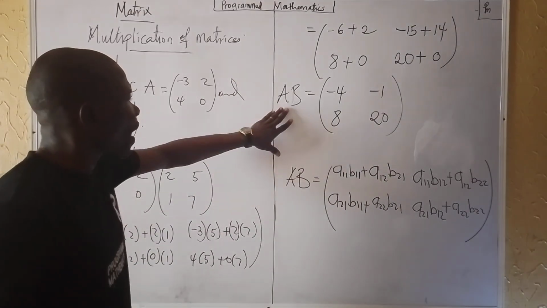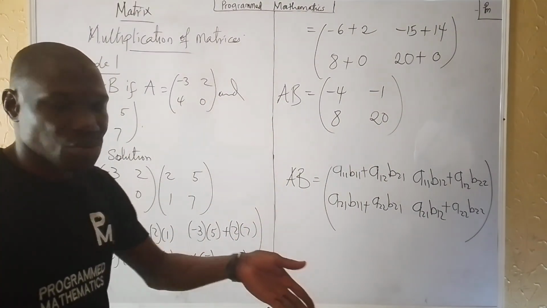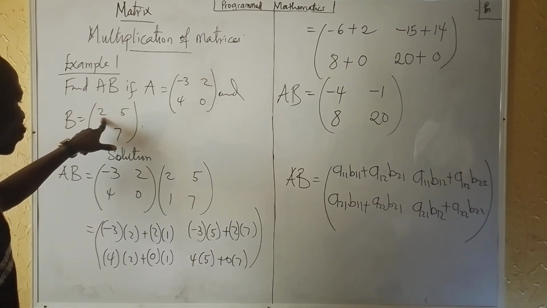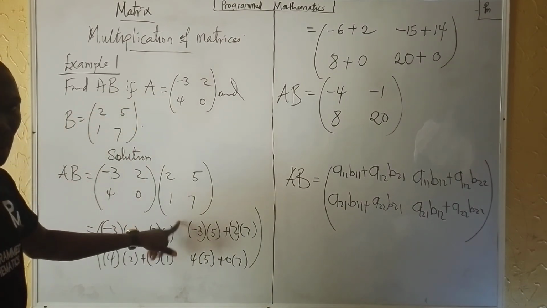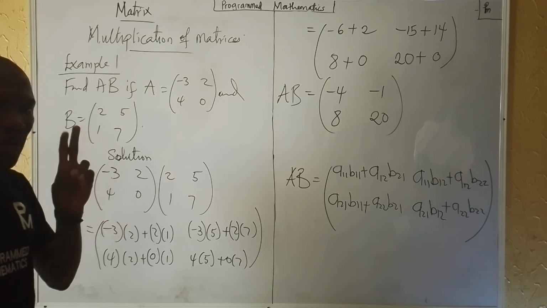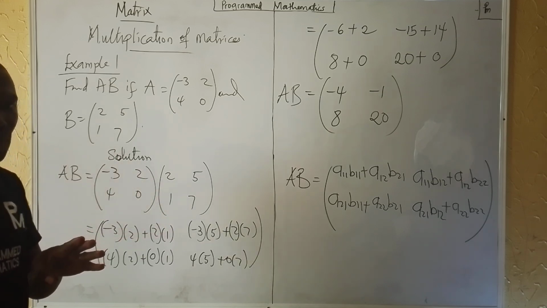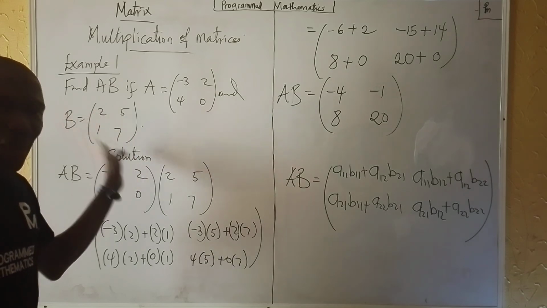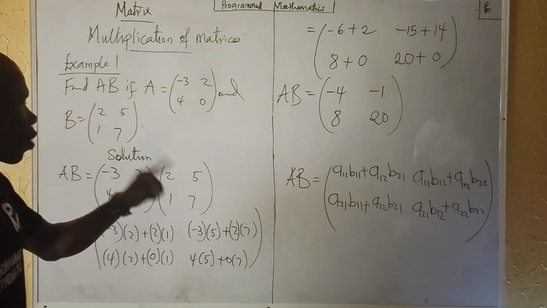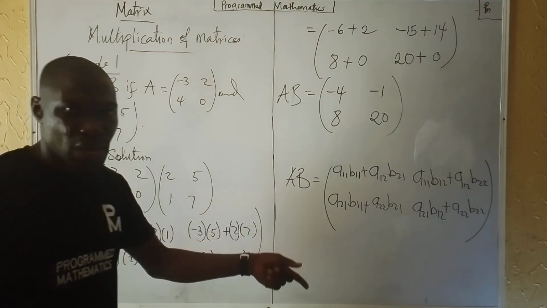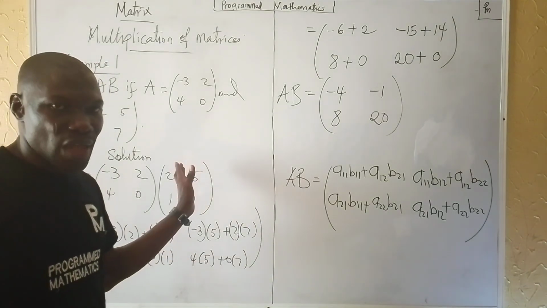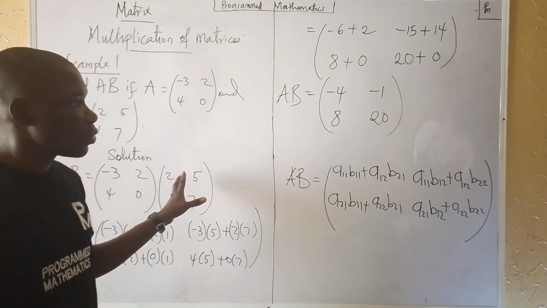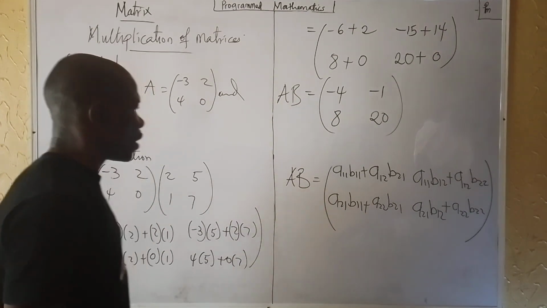Alright, so when we multiply a matrix by another matrix, it simply means we need to multiply the rows by the columns. But before you multiply the rows of the first matrix by the columns of the second matrix, you must ensure that the number of columns of the first matrix is equal to the number of rows of the second matrix. With that, the matrices do not need to have the same order, as we have seen here.